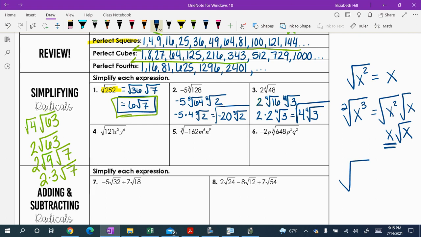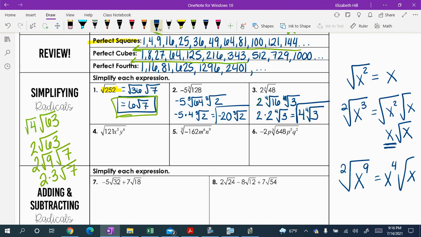Let's say you've got the square root of x to the 9th. Well, 2 goes into 9 4 times, so I can take out 4 of those x's, which would leave me with x to the 4th, and I'd still have an x left inside.